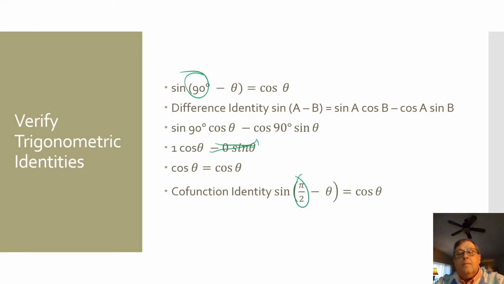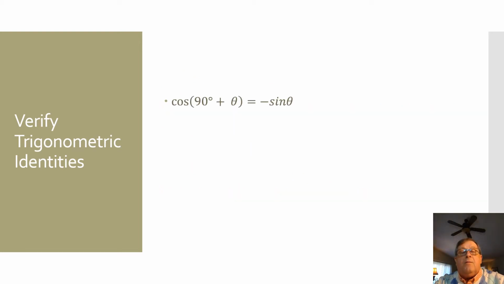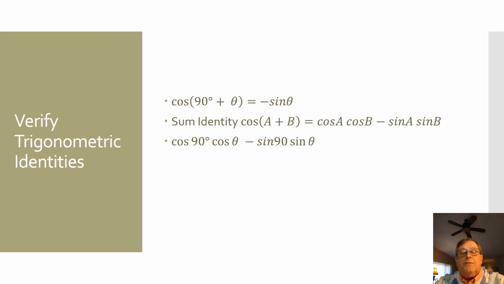Let's look at one more. This time we've got the cosine of 90 degrees plus theta, and we're going to verify that it equals the negative sine of theta. The cosine of 90 plus theta is going to be a sum identity: the cosine of a plus b is equal to the cosine of a times the cosine of b minus the sine of a times the sine of b. Let's plug in our 90 degrees and theta for a and b and see where we end up. We get the cosine of 90 times the cosine of theta minus the sine of 90 times the sine of theta.